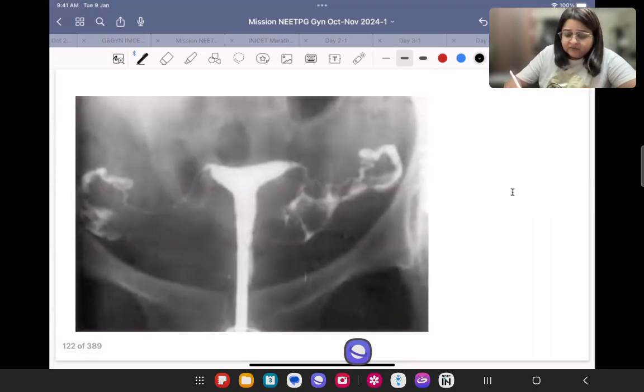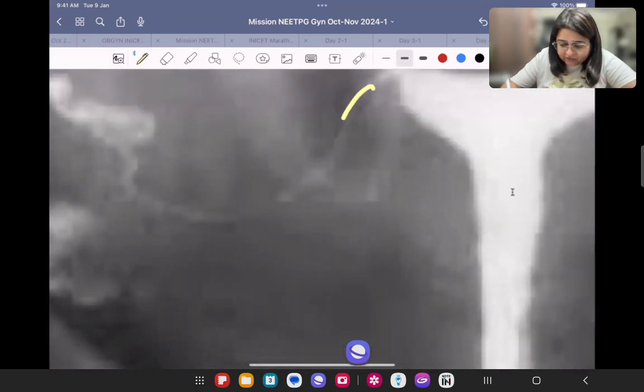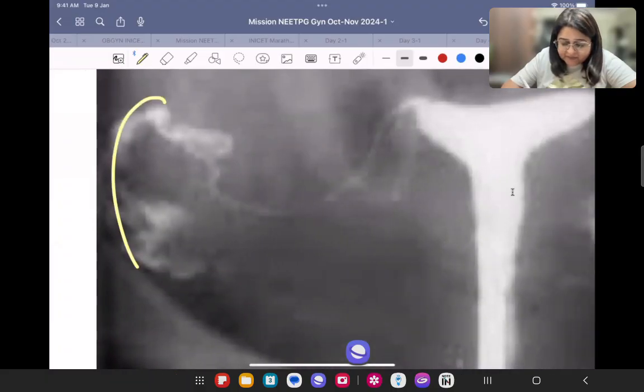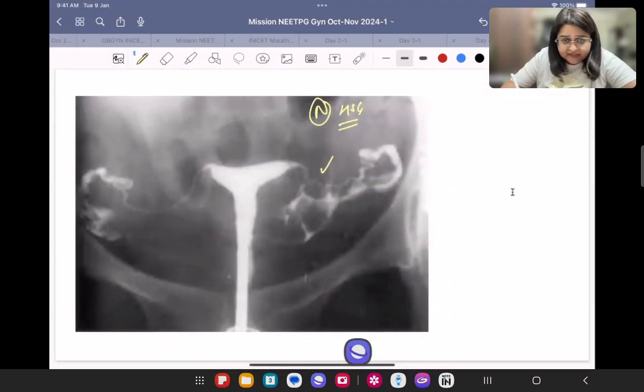Okay. Now this is the normal HSG. So you can see not only the tubes, you can see the nice faint outline of the tube, and then you can see the spill in the peritoneal cavity on both the sides. You see this. So not only does it tell you whether the tube is patent or not, it also gives you an idea of the intrauterine cavity. That's why you can diagnose Mullerian anomalies. You can diagnose space occupying lesions, like if there's a polyp or a submucosal fibroid, so you'll see a filling defect like this. You can even diagnose Asherman syndrome.